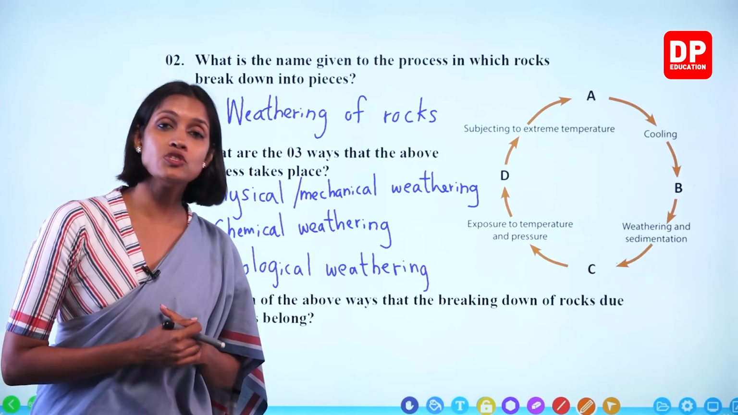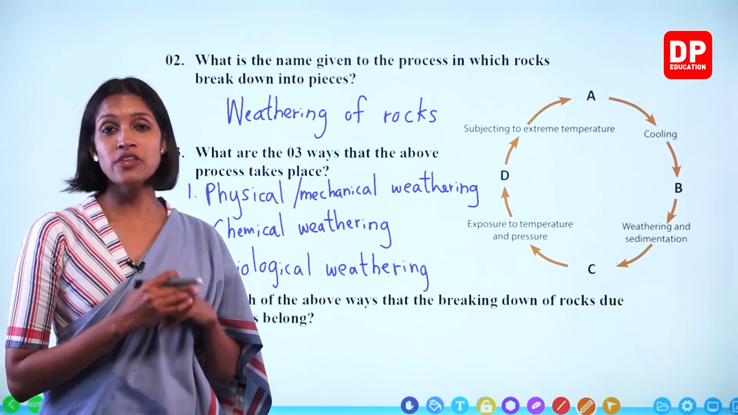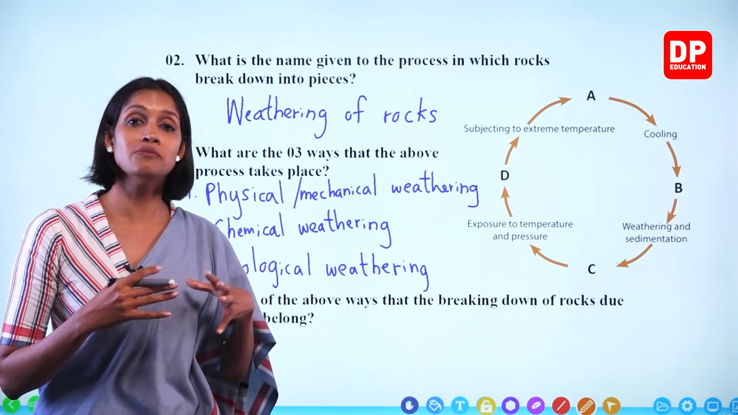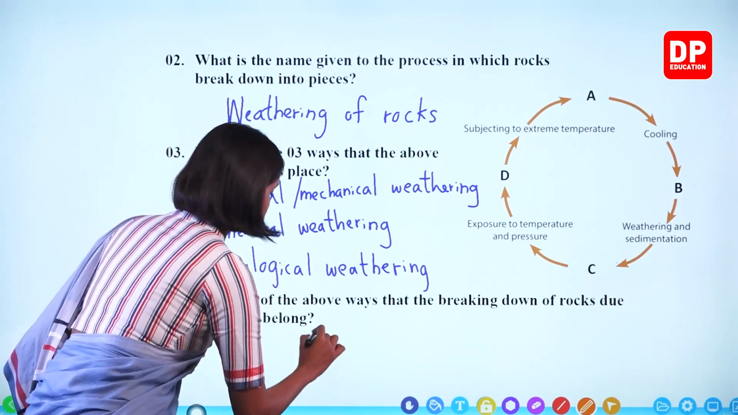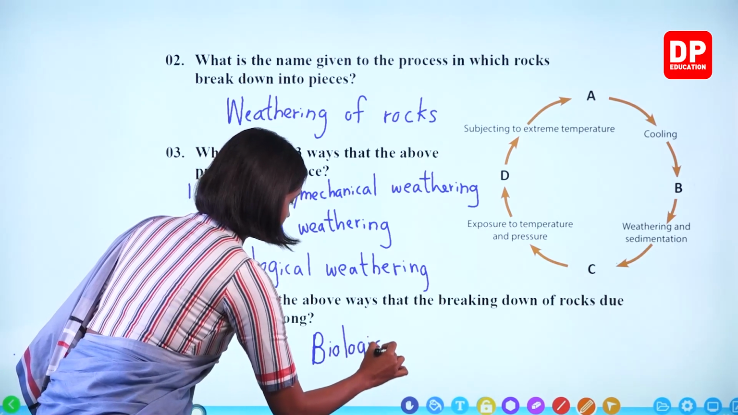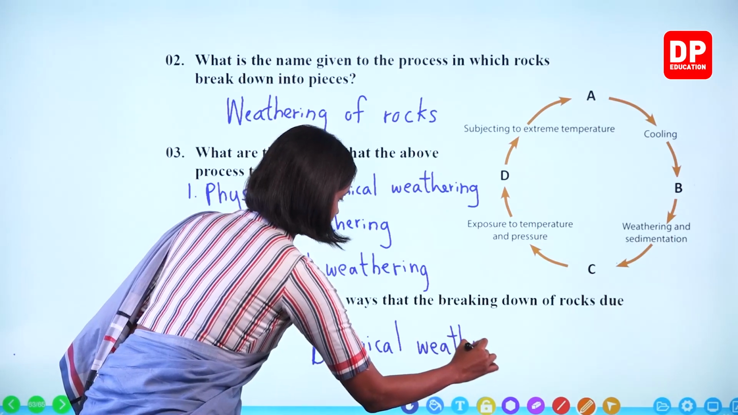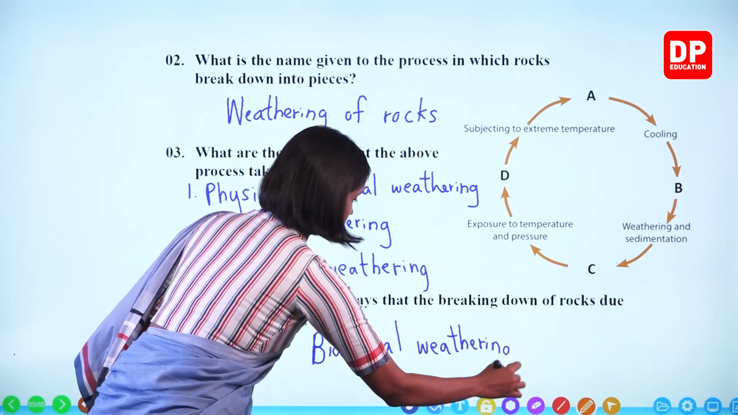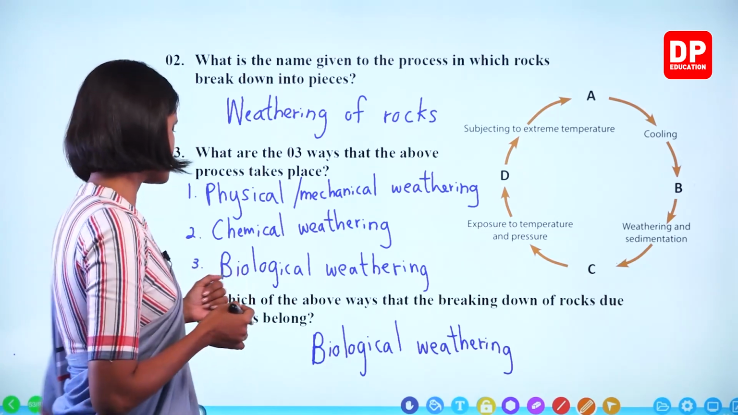So in lichens, you all know that algae and fungi are present. Therefore, they come under biological weathering done by living beings. Okay, so this is biological weathering. Right, children? We'll move on to the next.